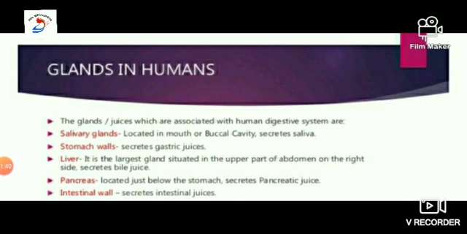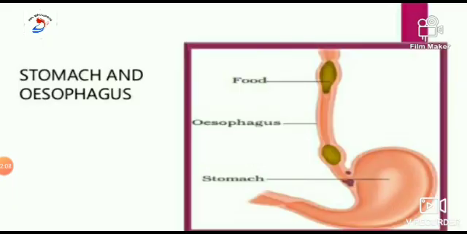What is the role of a salivary gland? It converts the starch-rich food into sugar. Then the stomach wall. Which juice is secreted here? Gastric juice. Liver: it is the largest gland, situated at the upper part of the abdomen on the right side. The liver secretes bile juice, which we are going to read in detail in the upcoming slides. Pancreas is located just below the stomach.